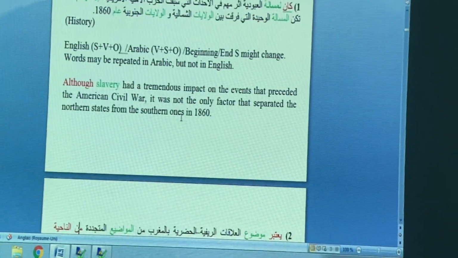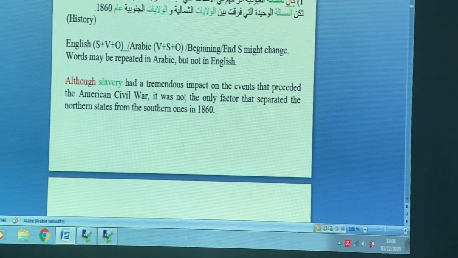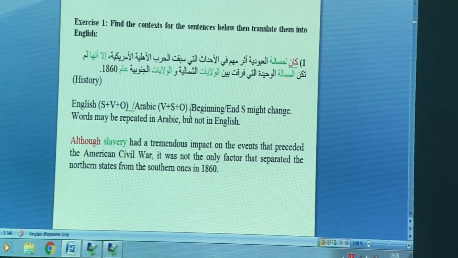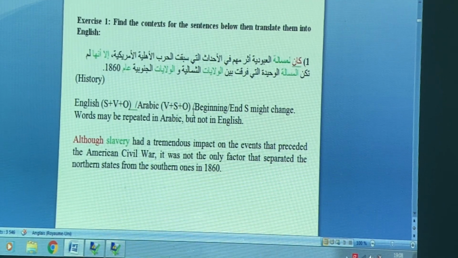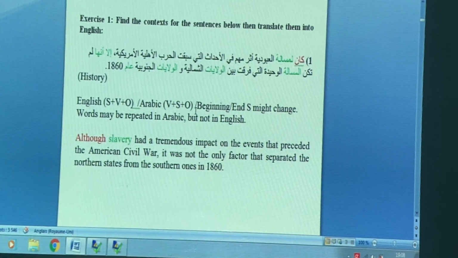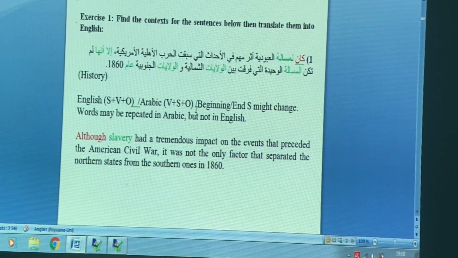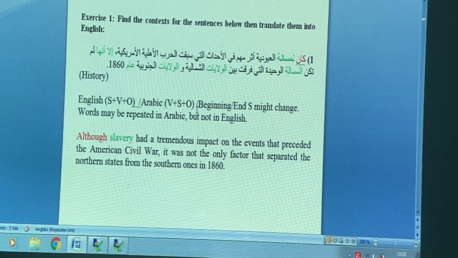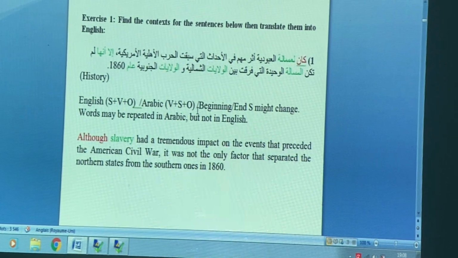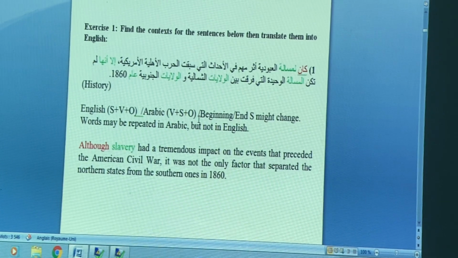Now let's move to the exercises. We'll practice firstly sentences written in Arabic that we will translate into English. Find the context for the sentences below, then translate them into English.